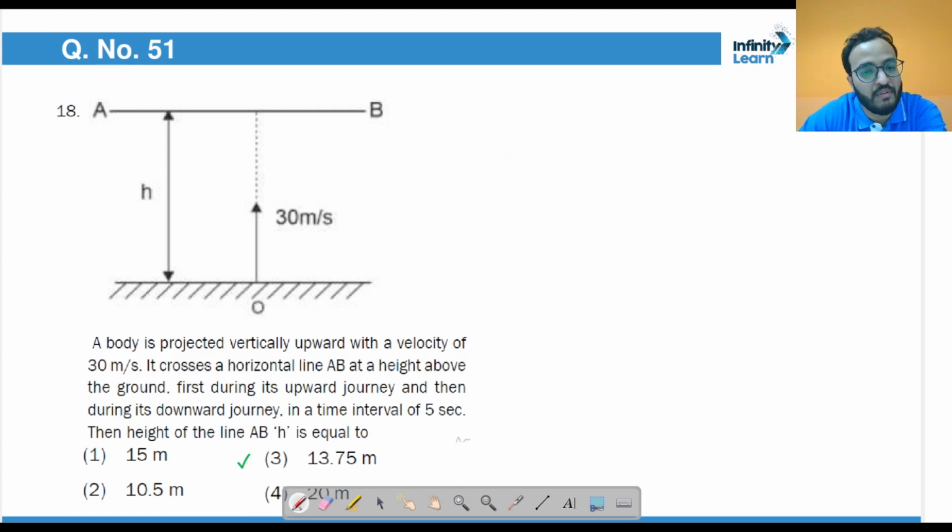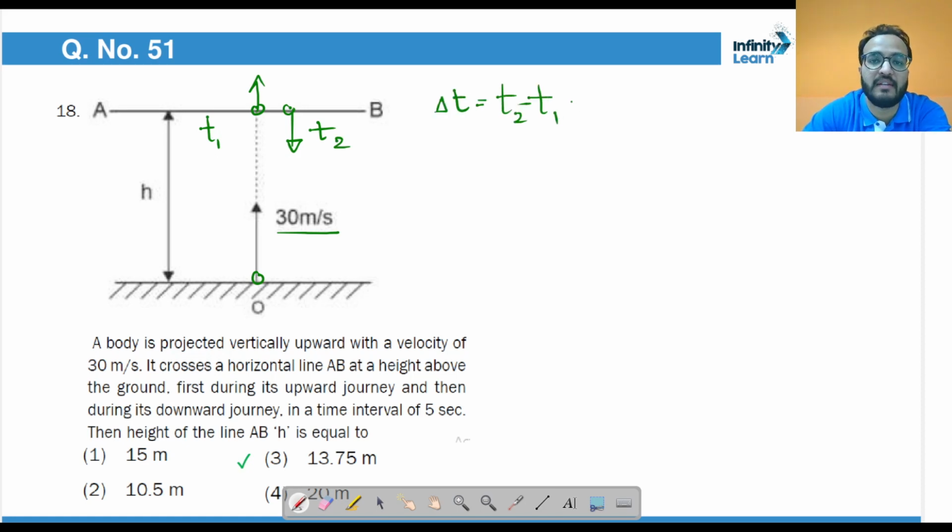A body is projected vertically up with a velocity of 30 meters per second. It crosses the same horizontal line while going up and coming down in a time interval of 5 seconds. Okay, let's say t1 and this is t2, then delta t, that is t2 minus t1, is 5 seconds. Let's say the velocity here is v and here the velocity is u.